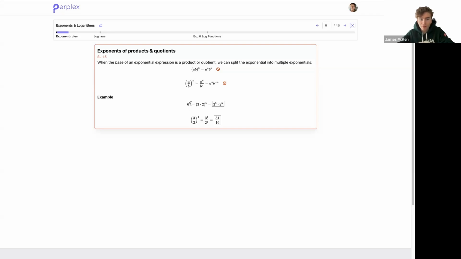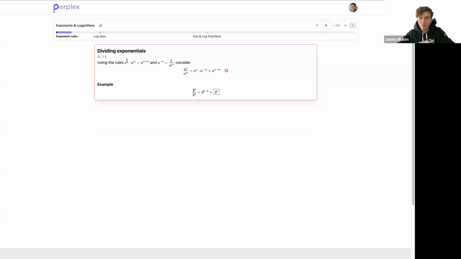So quick example, if I have 6 to the power of 5, I can write 6 as 3 times 2, and that's all to the power of 5. So that becomes 3 to the power of 5 times 2 to the power of 5. If I have 3 halves to the power of 4, then I can write that as 3 to the 4 over 2 to the 4. That's 81 over 16.